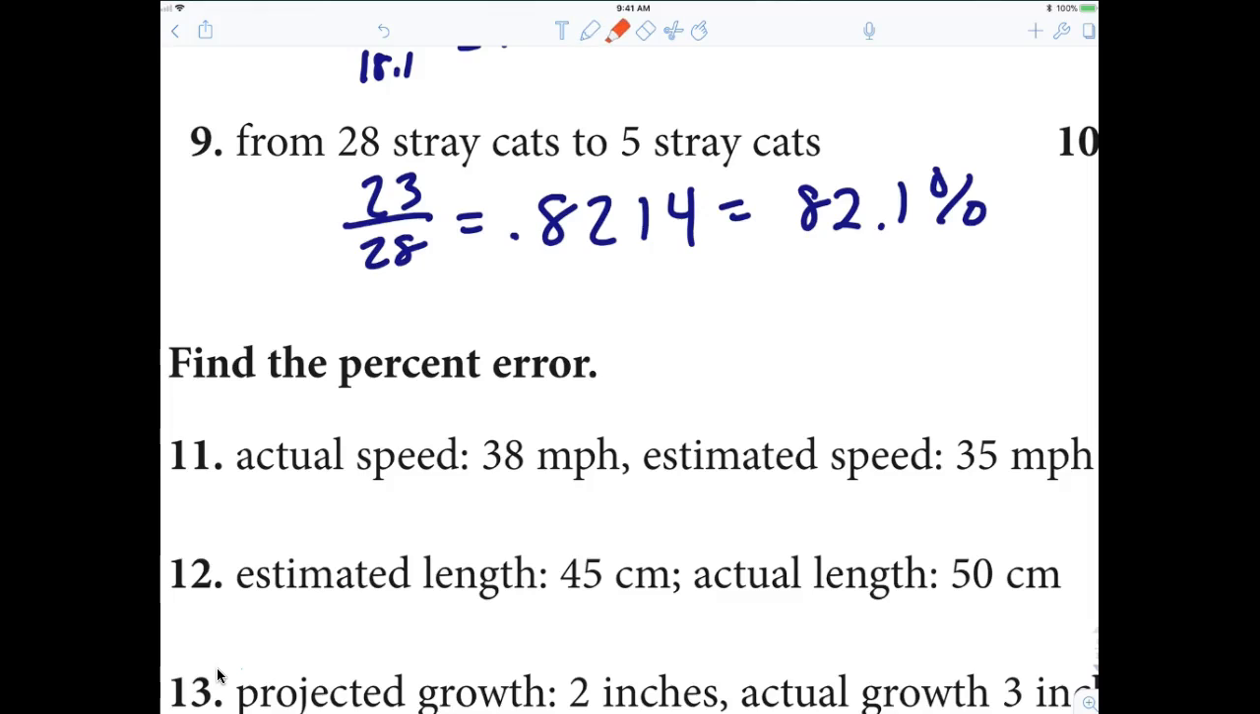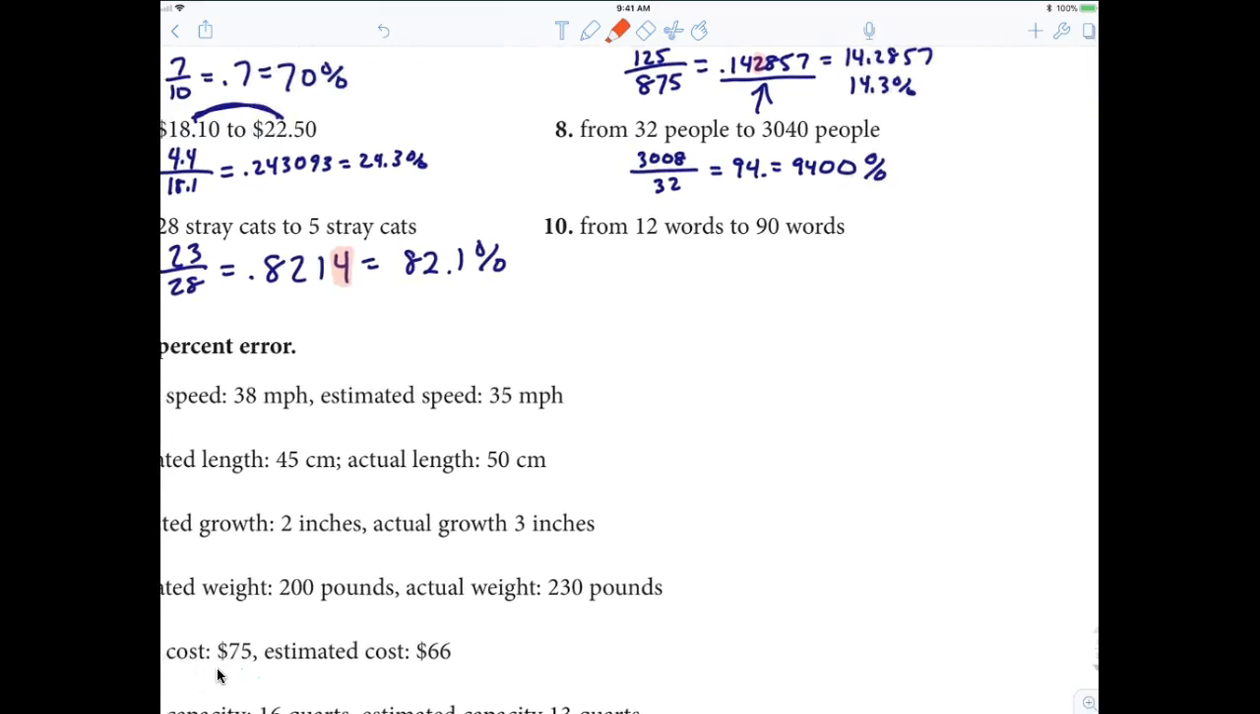When you round, it's 82.1, and then you look at the 4. Remember, if it's 5 or more, it would go up. Oh, yeah. You remember that now? All right, so that's just a good review on rounding today. So let's look at number 10.